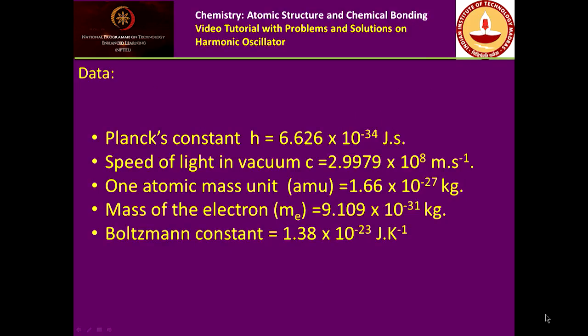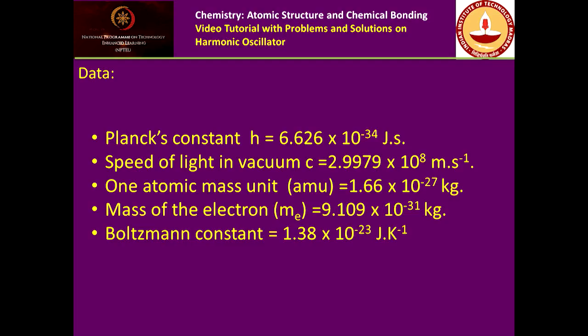Okay. Some of the constants that I would like the students in chemistry and physics to have in memory. These are fundamental constants, and it is important to have them in memory. The Planck's constant, for example, is 6.626 times 10 to the minus 34 joule second, and the other constants are also given here: speed of light in vacuum, the atomic mass unit, the mass of the electron, and the Boltzmann constant. These are constants which would be used throughout this exercise.